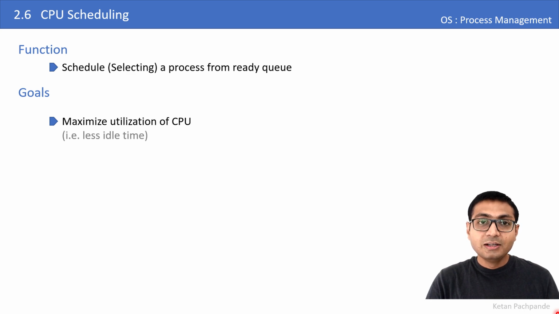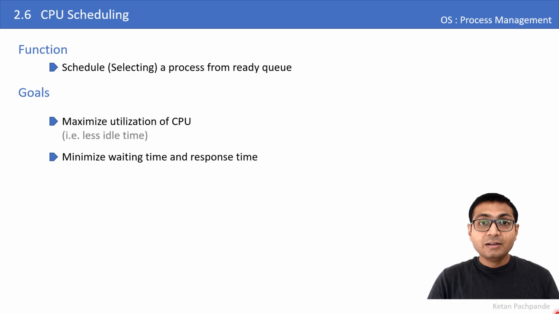In other words, while selecting processes, the OS should make the best use of the CPU and not keep the CPU idle even if there is some process waiting in the ready state. At the same time, the OS also needs to minimize the waiting time of every process and minimize the response time also.